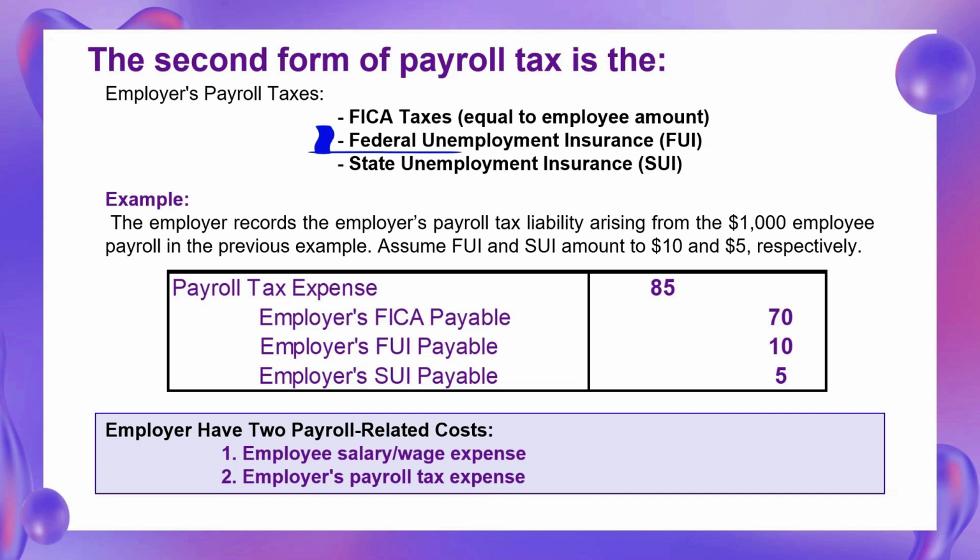In addition, there's something referred to as federal unemployment insurance. I like to call that FUI. There's also something referred to as state unemployment insurance. Now, there is some practical reasoning behind these various employer payroll taxes that ought to be considered.